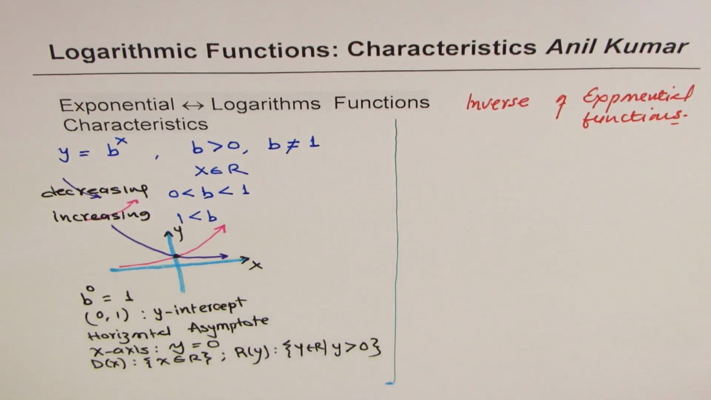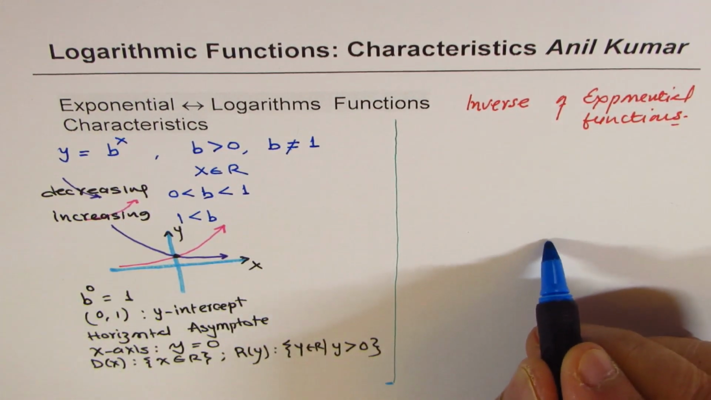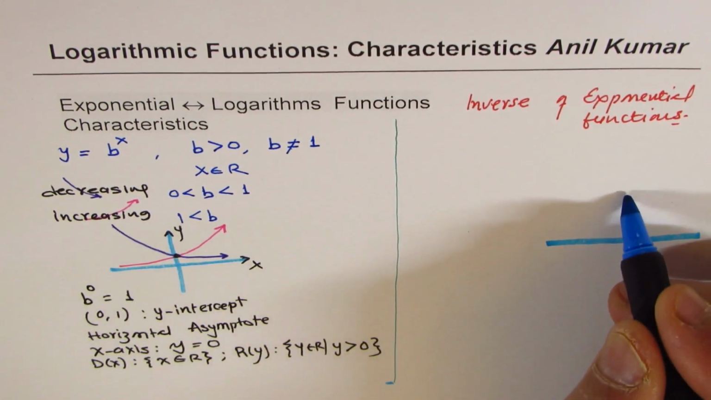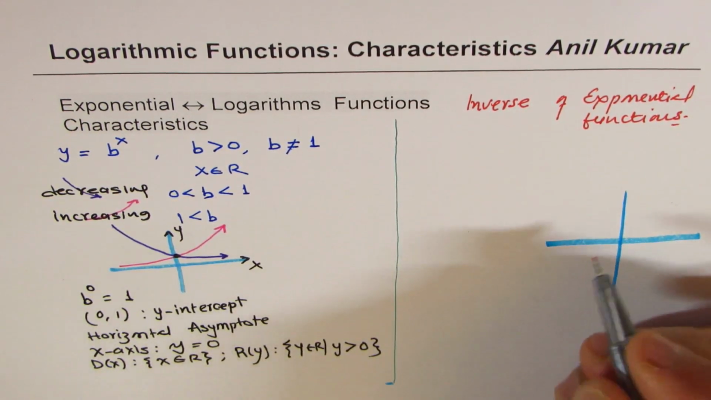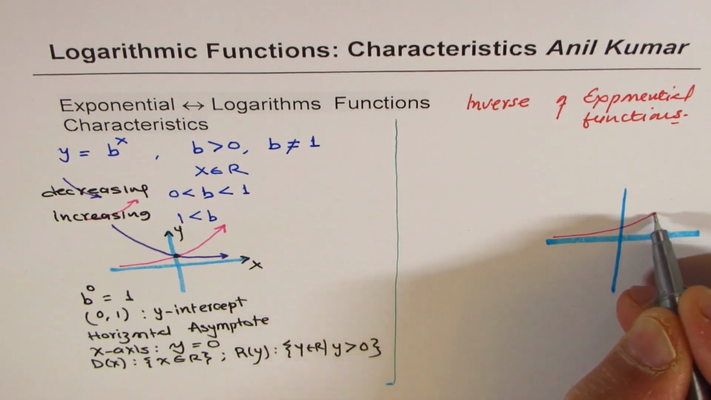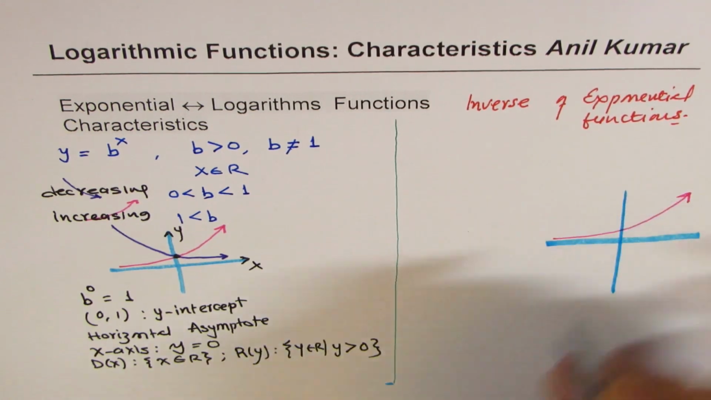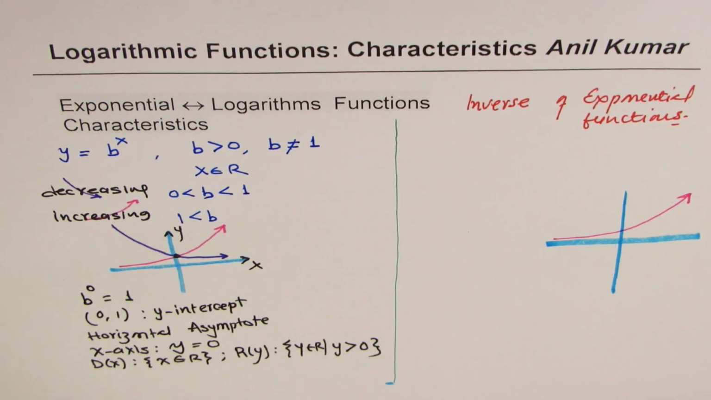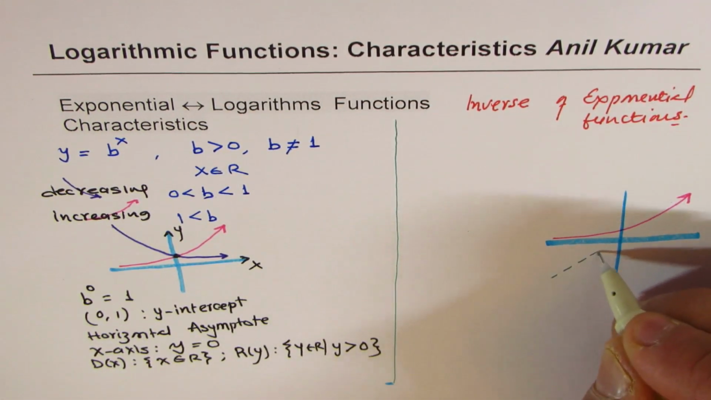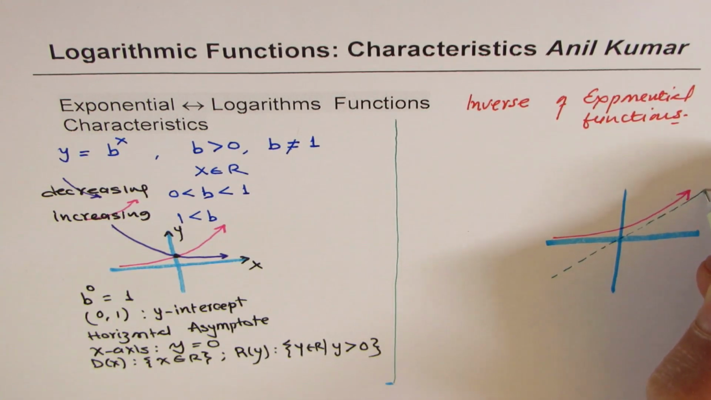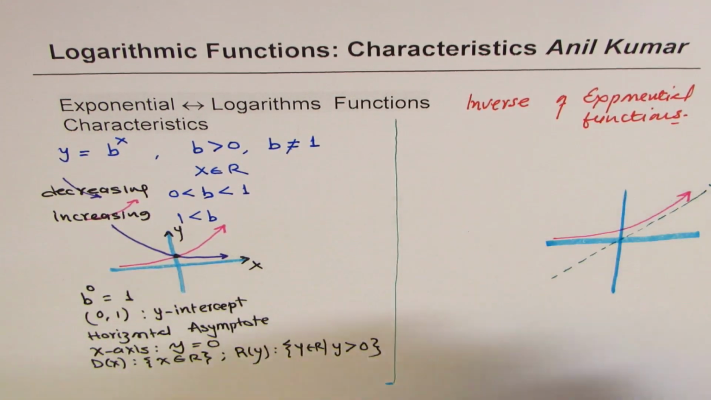Correct? So if you have to sketch the inverse of an exponential function, how will you do it? Let me take the example of exponential growth and sketch it here for you. We are considering the base b greater than 1, and we want to sketch the inverse of this function. The standard technique is to swap x and y, which could also be done by reflecting the graph on the line y equals x, correct?